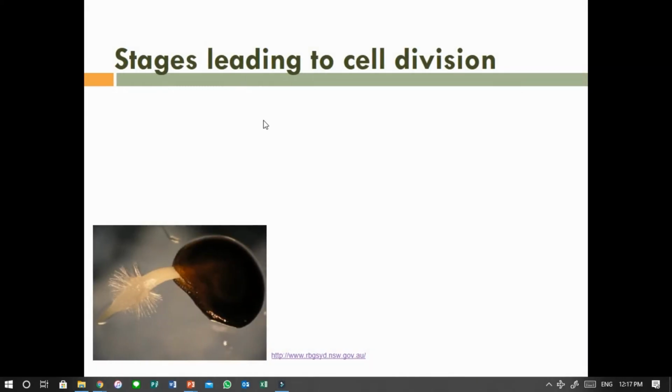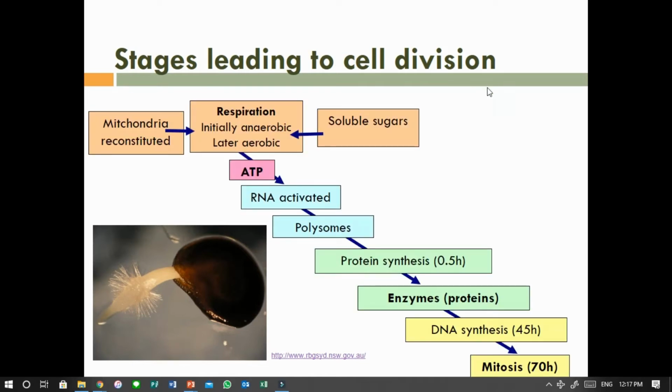Here are the stages leading to cell division. This is really complicated, and I'll explain it to you, but you're not responsible for everything in here. I'll highlight what you're responsible for. So you have your mitochondria. Reconstituted means like it starts to perform. Respiration means it's starting to breathe or grow or eat. Anaerobic is no oxygen. You should know that word. It's an important definition. Aerobic means you use air. So anaerobic is no air. Aerobic is air. Soluble sugars, we know soluble means dissolving.